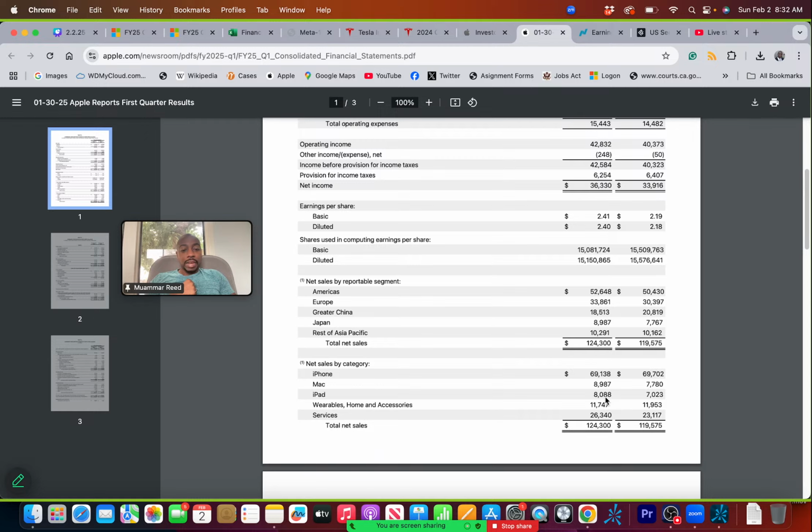iPad revenue is slightly up, and their wearables are slightly down, pretty much flat. The biggest thing that's been growing is their services: 23.1 billion in the same quarter of last year, and then 26.3 billion this quarter. So it seems like this is where they are making the biggest strides right now.